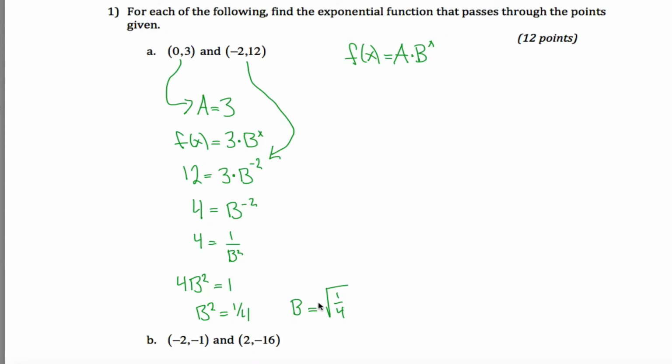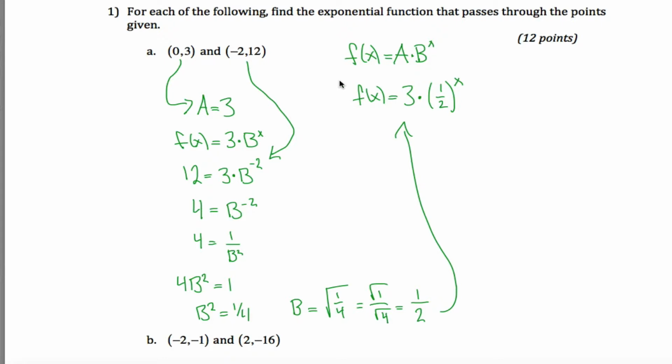Note, you should put in a plus or minus anytime you take the square root of both sides of an equation. However, there's restrictions on b. B has to be a positive number that's not equal to 1. So a negative wouldn't make sense in this context. I don't even have to put it in. The square root of a fraction turns out to be the square root of the numerator divided by the square root of the denominator. And the square root of 1 is just 1, and the square root of 4 is 2. So what I figure out is that f of x is equal to 3 for a here, times b, which is 1/2, raised up to the x power.